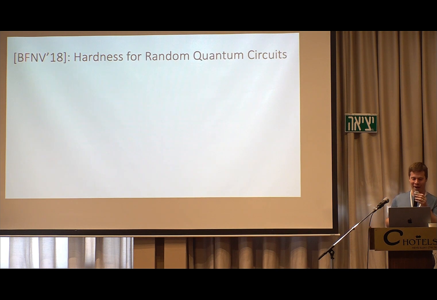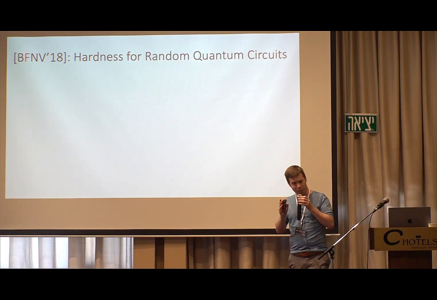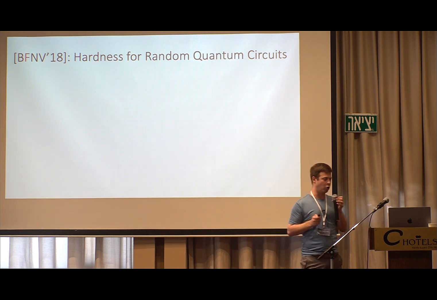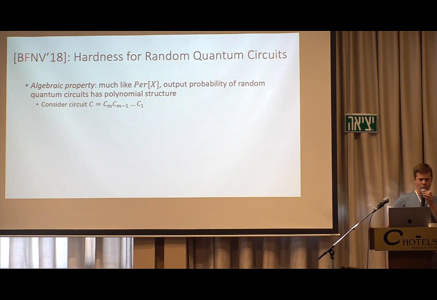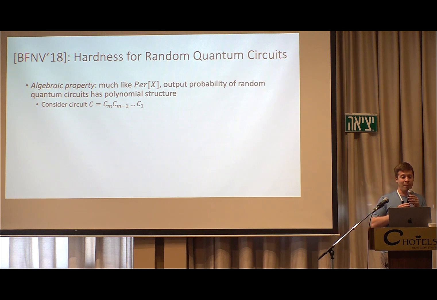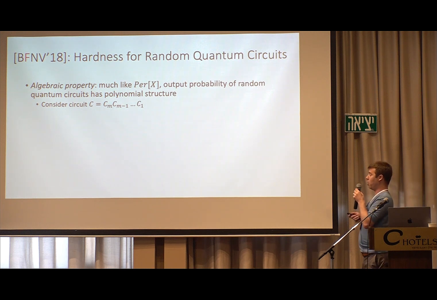Great. Okay, now, how do we adapt this argument from the permanent of a random matrix to the output probability of a random circuit? This was really the goal in our 2018 paper. And what we notice here is that actually, from a mathematical point of view, the permanent and the output probability of a random circuit have some similar properties. In particular, much like the permanent, the output probability of a random quantum circuit has polynomial structure.